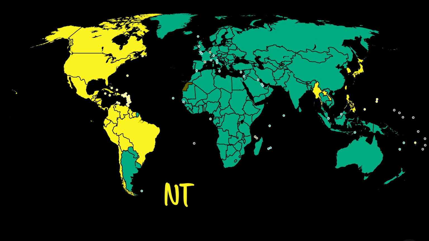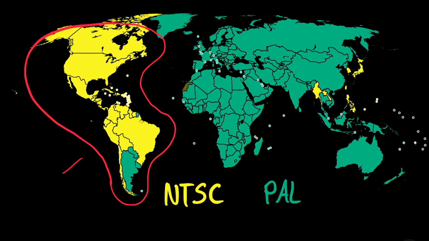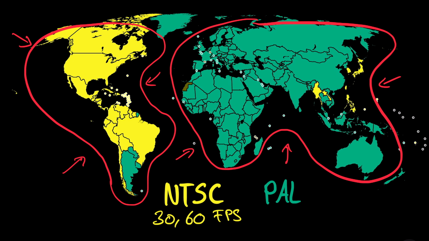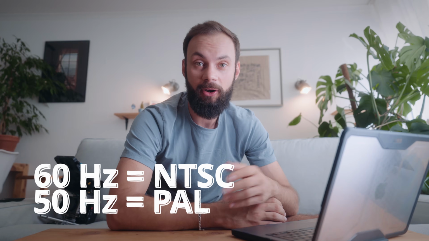Now we need to take a look at a world map, because frame rate is not only an artistic choice, but also a geographical thing. Worldwide, we have two main video standards, NTSC and PAL. NTSC is prevalent in North America and uses 30 and 60 frames per second, while PAL is prevalent in Europe and parts of Asia and uses 25 and 50 frames per second. These standards are tied to the local power frequencies, 60 Hz in NTSC and 50 Hz in PAL.